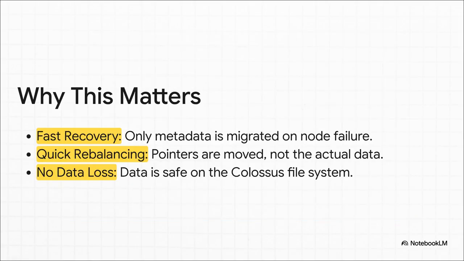So why is that separation so important? Well, think about it. If one of your nodes fails, do you lose data? Nope. It's all safe and sound on Colossus. And recovery is lightning fast. A new node just has to pick up the pointers from the old one. When you need to scale up and add more nodes, you're not spending hours copying terabytes of data around. You're just quickly redistributing these tiny little pointers. It's fast, it's resilient, and it is unbelievably efficient.